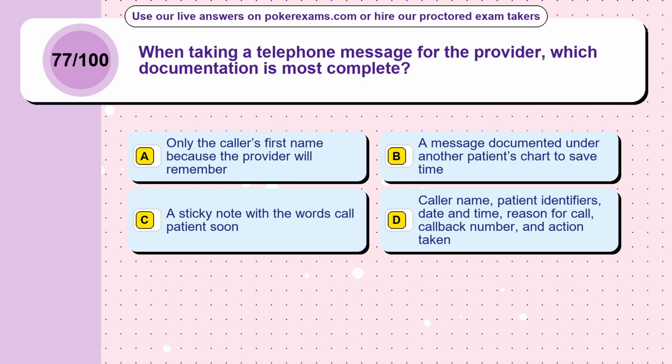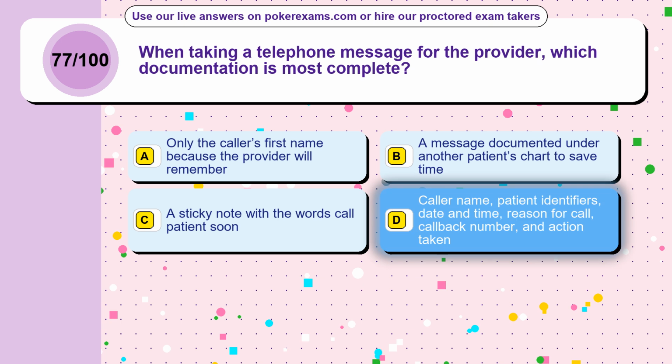Question 77. When taking a telephone message for the provider, which documentation is most complete? Option A. Only the caller's first name because the provider will remember. Option B. A message documented under another patient's chart to save time. Option C. A sticky note with the words "Call patient soon." Option D. Caller name, patient identifiers, date and time, reason for call, callback number, and action taken. The correct answer is option D.